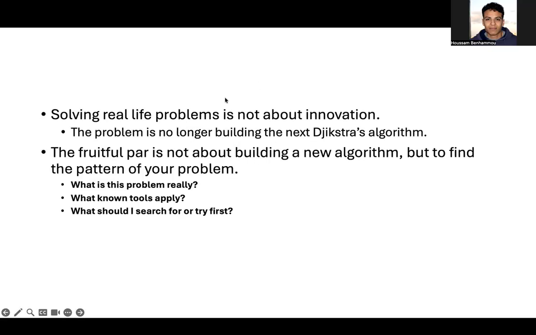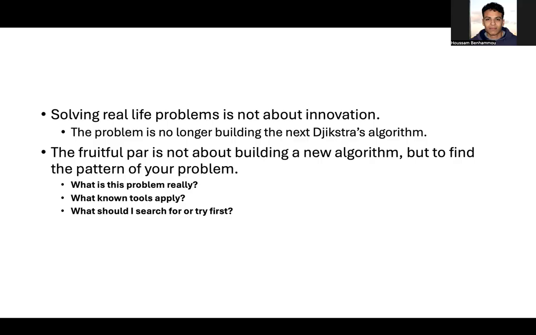Hi, this is the fourth video of Algorithm Design Manual, and just as a follow-up from the last video to conclude, I want to say that solving real-life problems is no longer about having breakthroughs in your algorithms or new innovation, because it's not about creating the next Dijkstra algorithm, for example.